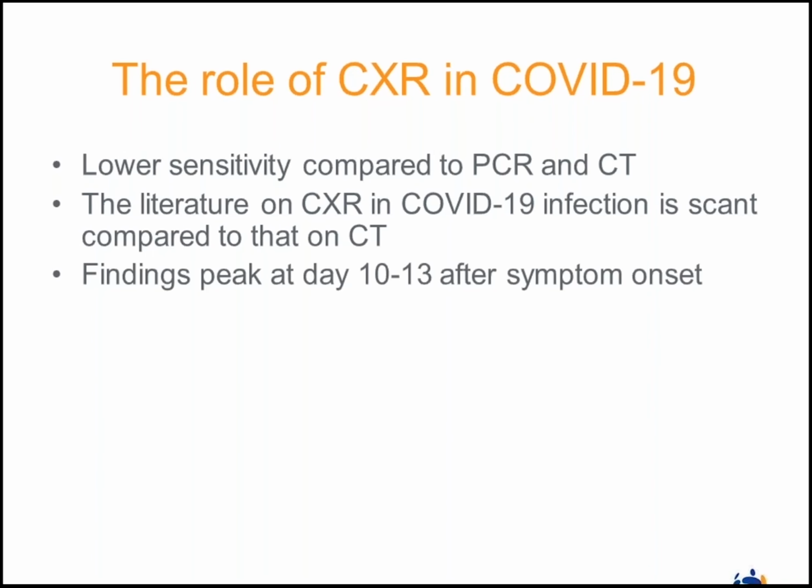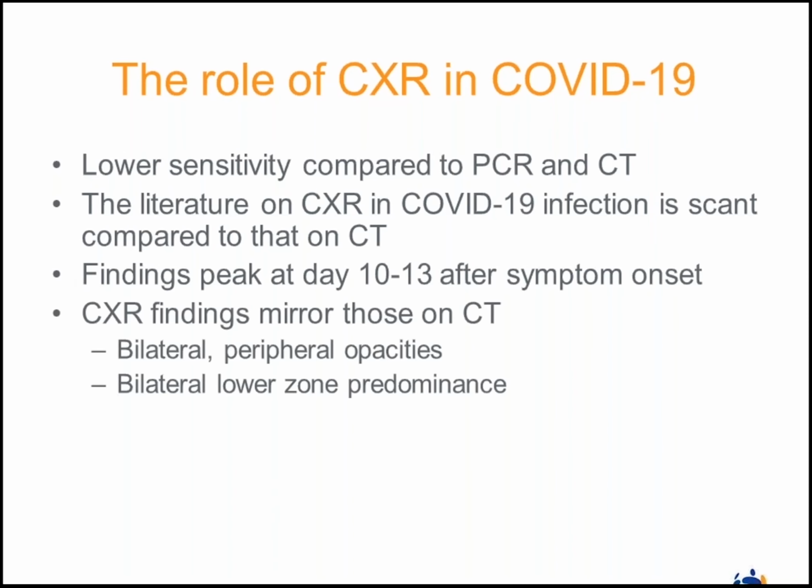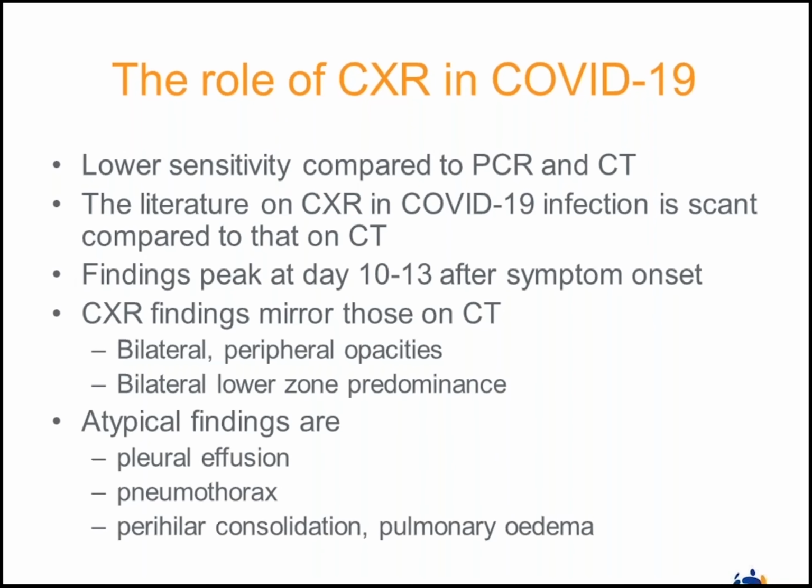The findings in the chest X-ray typically take a little bit longer to peak. So rather than peaking at day 6 to 10 for CT, they peak at about day 10 after the onset of symptoms. But the chest X-ray findings, it may be a blunter tool, but they do mirror those that we find on CT. So bilateral, peripheral opacity, usually with a basal predominance.